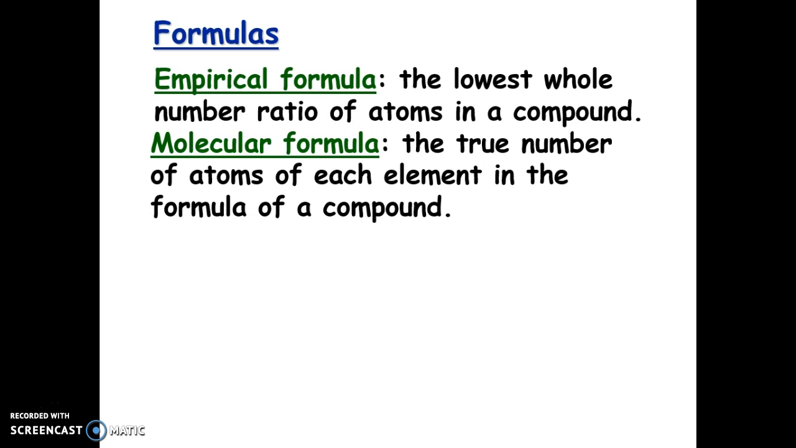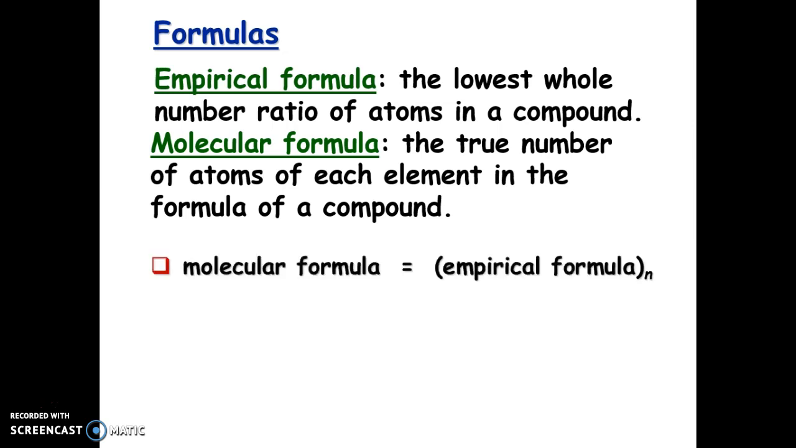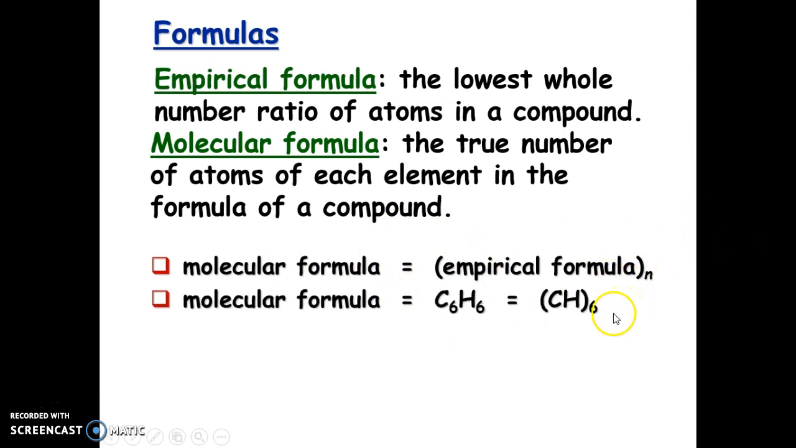Molecular formulas, which you're going to see in molecular substances, are really the true number of atoms of each element in the compound. So here's an example of the difference. The molecular formula is equal to the empirical formula times some integer. For example, if the molecular formula is C6H6, you reduce that, and CH is the smallest whole number ratio to the sixth. So the empirical formula is CH, but the molecular formula is C6H6.